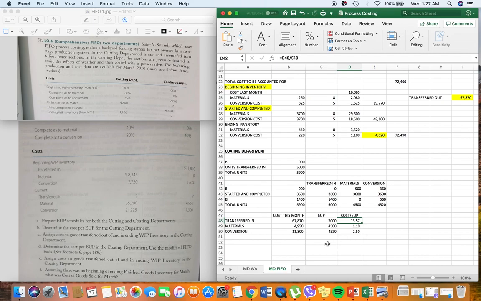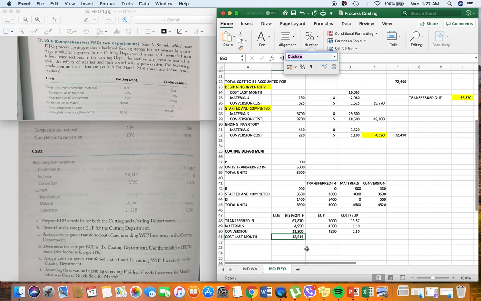Okay. Let us also include here our cost last month so that it will be easier for us to compute the total cost to be accounted for. So our cost last month is equal to 11,840 transferred in plus our conversion, which is equal to 1,674. So we have a cost last month amounting to 13,514.